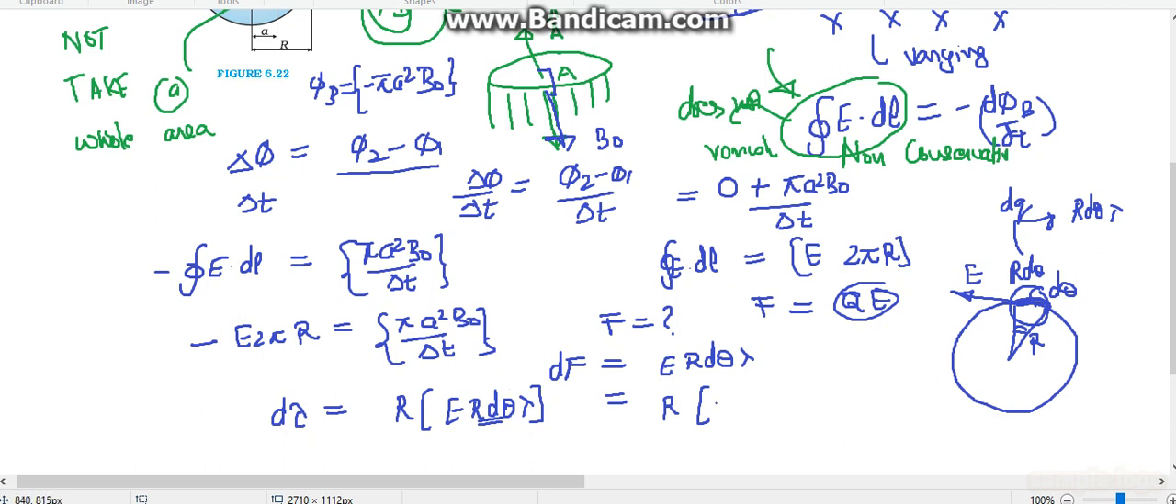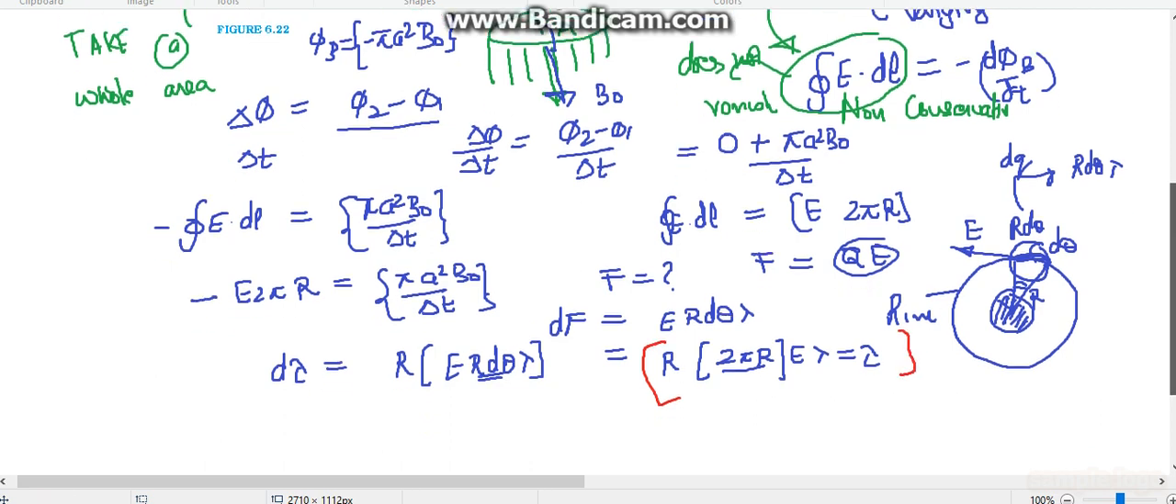If you integrate along the entire path, it becomes 2 pi R, which is basically the circumference of the ring. This is the inner area where you have the magnetic field, and this is the rim. So 2 pi R, R times E, into lambda is your total torque acting in this region.